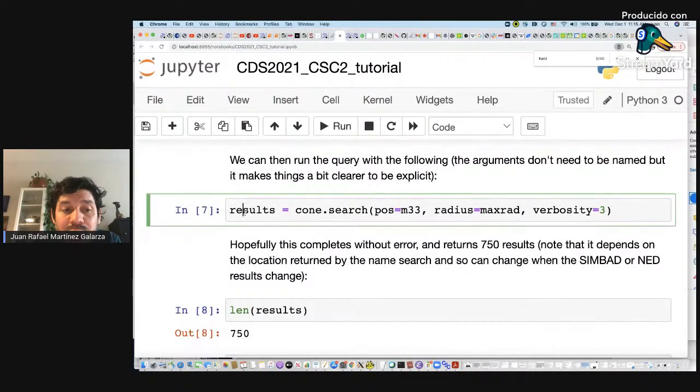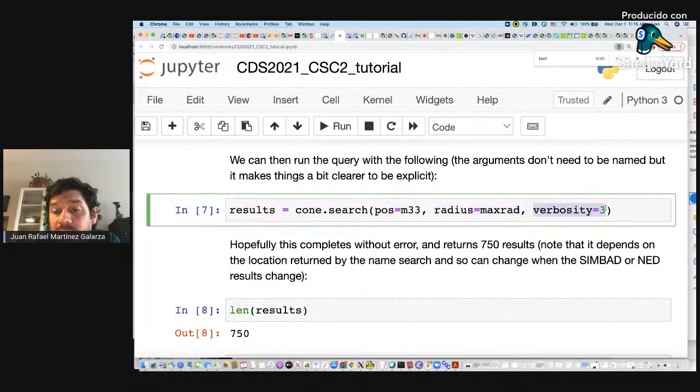But then all you have to do is say, okay, the results, which are going to be a table, are going to be my cone search, which will be centered in the position of M33 and will have the radius that I defined earlier, that was 1 degree.